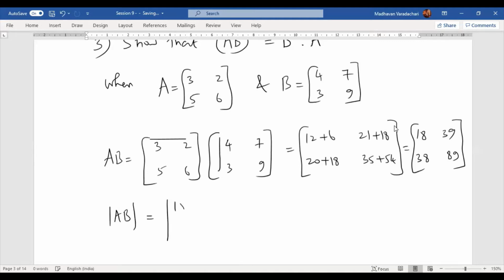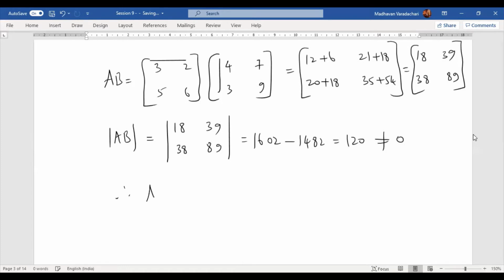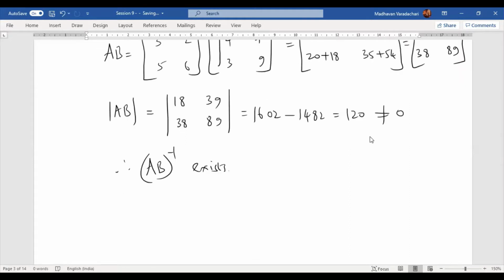Now, let me find the determinant of AB because we are supposed to find the inverse of AB. For that, first we need to find the determinant. So, 18 into 89, we get 1602. 38 into 39, we get 1482. The result is 120, which is of course not equal to 0. Therefore, the inverse of AB exists.